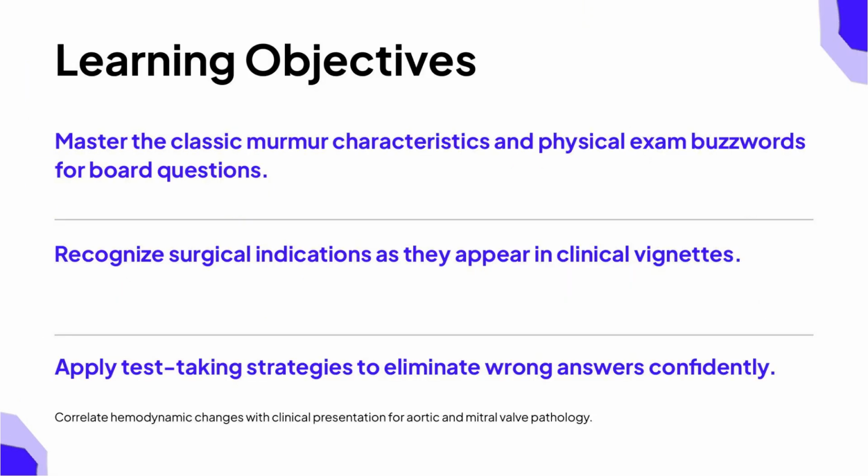Let's dive in. By the end of this video, you'll know how to spot valvular disease question stems from a mile away. We'll focus on the four major lesions: aortic stenosis, aortic regurgitation, mitral stenosis, and mitral regurgitation. For each one, I'll teach you the physical exam buzzwords the test writers love to use, and more importantly, how to use those clues to pick the right answer. Remember to reference your First Aid cardiology chapter and UWorld question bank for the foundational pathophysiology. This video is about applying what you already know.